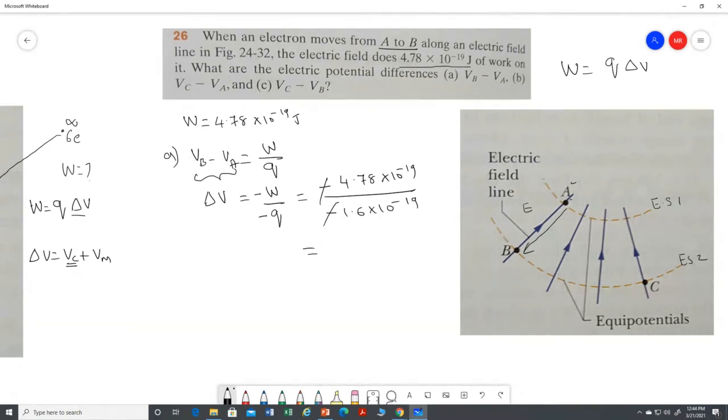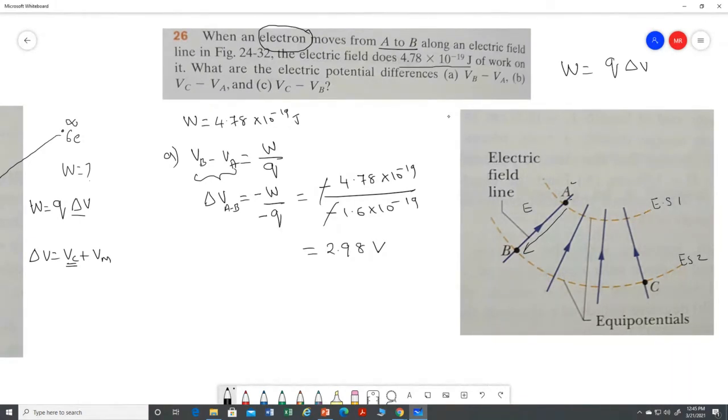Why the 4.78? Why negative? My dear, the charge. Why negative? Here, what is this? Electron. What is the value of the electron charge, positive or negative? That's why I put negative. Clear? So when you work out the answer, I will get the change in potential from A to B, which is nothing but, what is the value? 2.98, and the unit, because this is a potential. So my answer will be B. Understand? Clear?